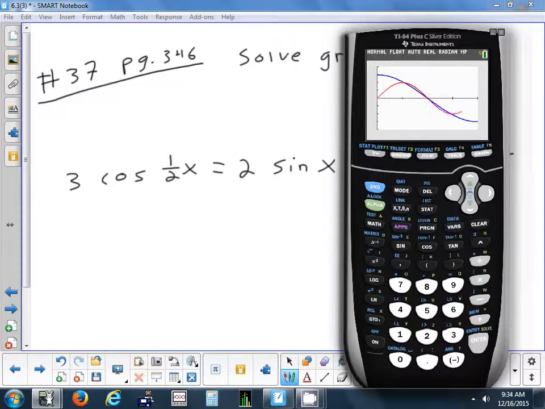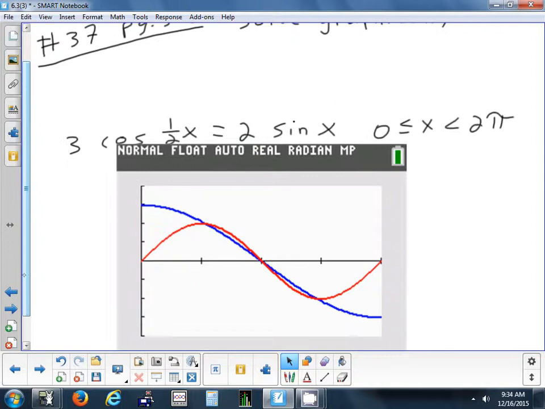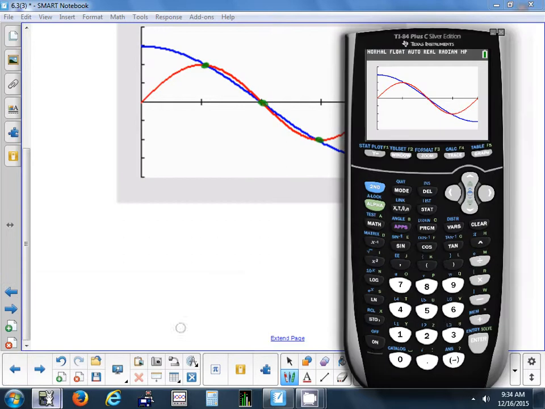Okay, how many times does it look like those graphs cross? If you can't see it, I'll make it bigger. Yeah, it looks like they're going to cross 3 times. Here, here, and here. And we're looking for the x value of where they cross each time. All right, so now we just have to find all 3. So second calc intersect. All right, so first one is 1.70.